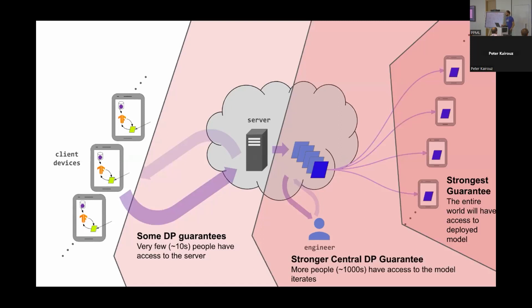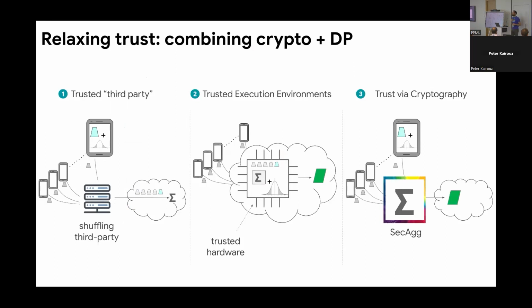So how can we do that? With just DP alone, you cannot do it. You need to actually employ other techniques that we heard a lot about in the summer school. There are 3 classes of such techniques. One thing to do is if you can rely on a trusted third party.